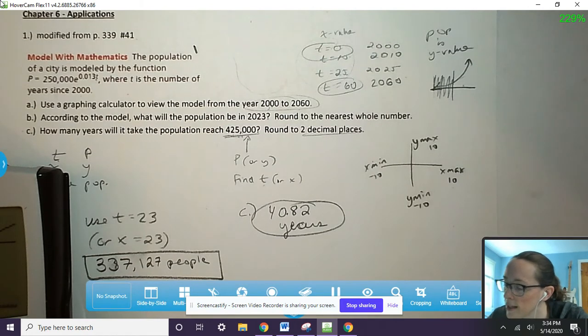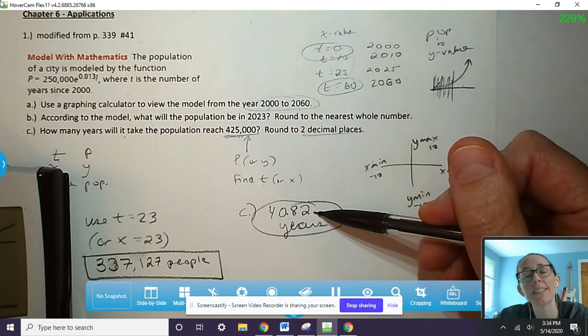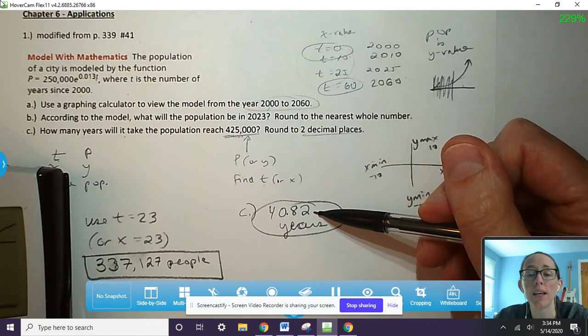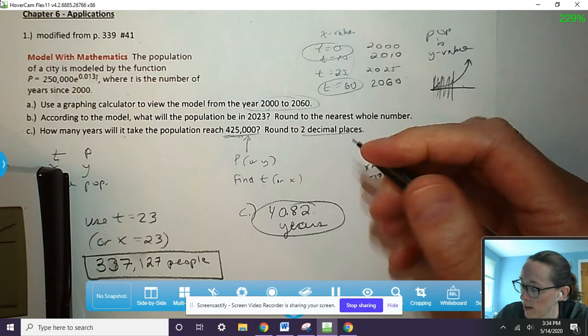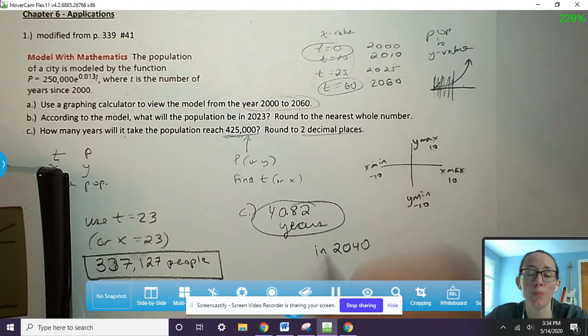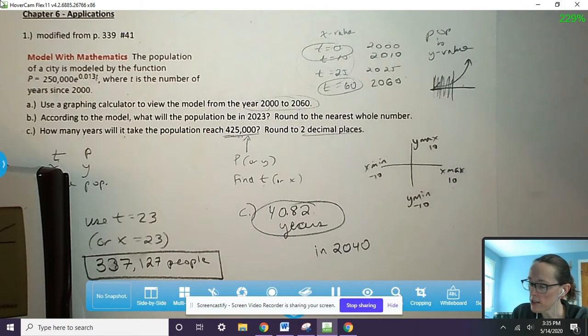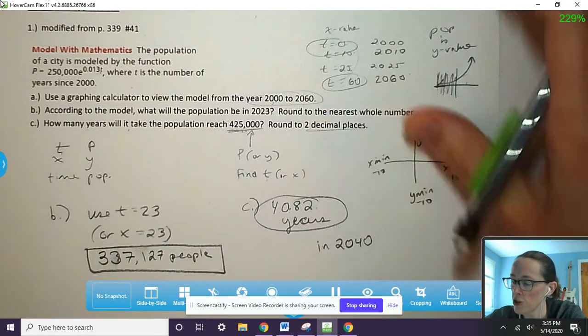And it says how many years will it take? So this is a good way to put that. If it said in what year, I would say it happens in 2040. It doesn't word it that way in this particular problem, but if it said in what year will the population reach 425,000, then in the year 2040 would make more sense. All right. Let's continue. Let's go down to number 2.